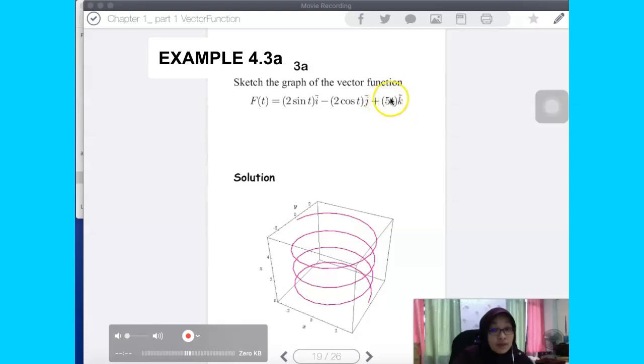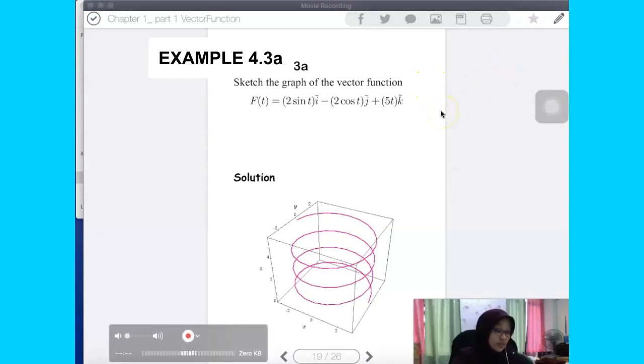But now because you have 5t, your value of z is increasing as t increases. So instead of only a circle, you have a helix shape. But how can we obtain this? You can use software or apps to provide you the graph, but then how can we manually sketch it by hand?